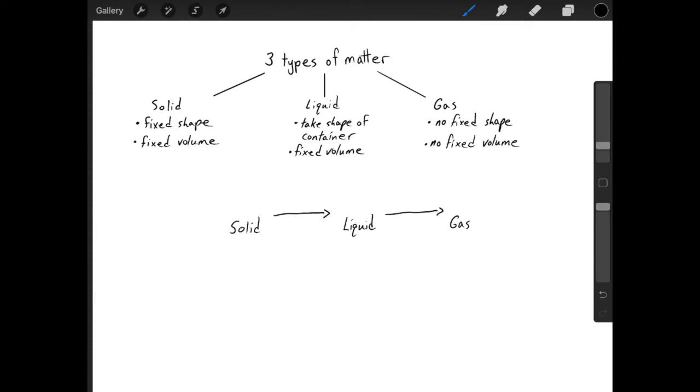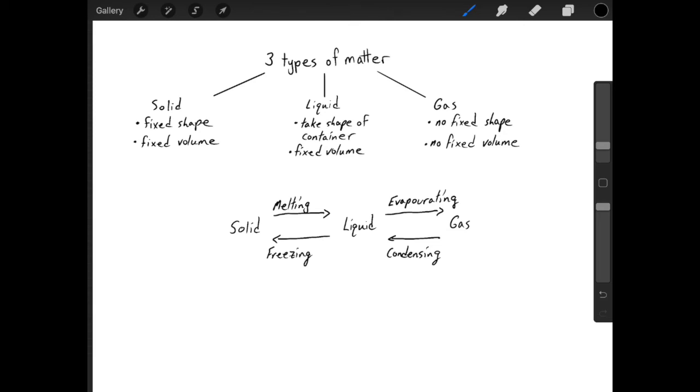Each of these conversions has a specific name to go along with it. The conversion from solid to liquid is called melting. The conversion from liquid to gas is called evaporating. And it's also possible to go backwards. You can convert a gas into a liquid, and then that liquid back into a solid. Gas going to liquid is called condensation or condensing, and liquids going to solids, that's called freezing.